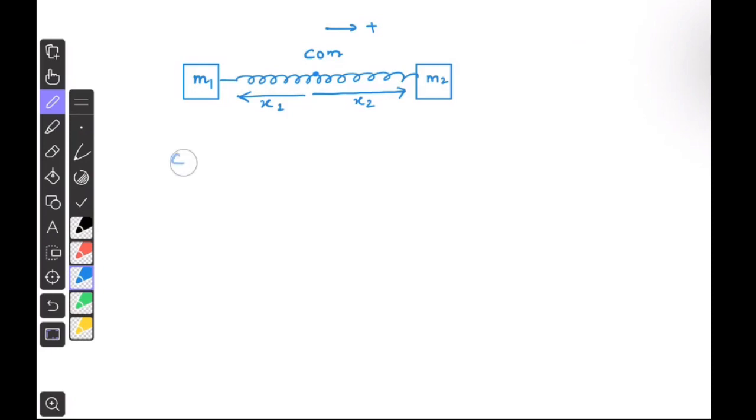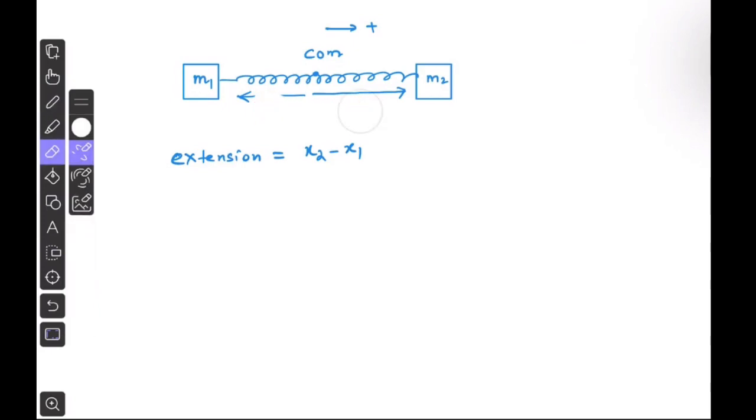So the extension of the spring, suppose at any point of time the displacement of m2 is x2 and the displacement of m1 is x1, will, with sign convention, be x2 minus x1. They are vectors only, just it is 1D, so we use plus and minus. That does not mean they are not vectors. So maybe you write them down like vectors only.